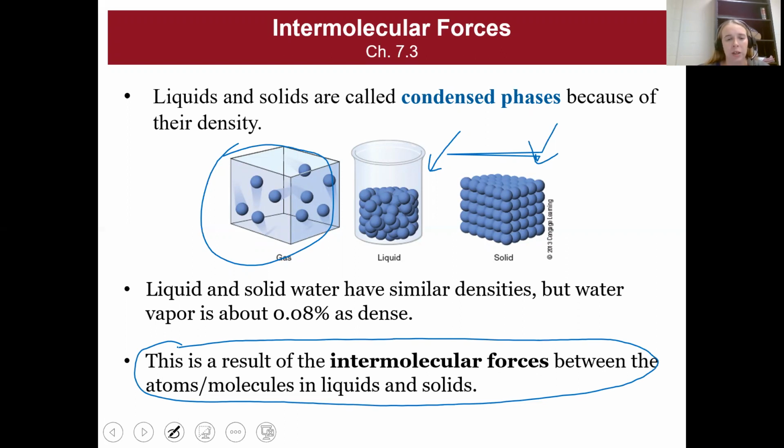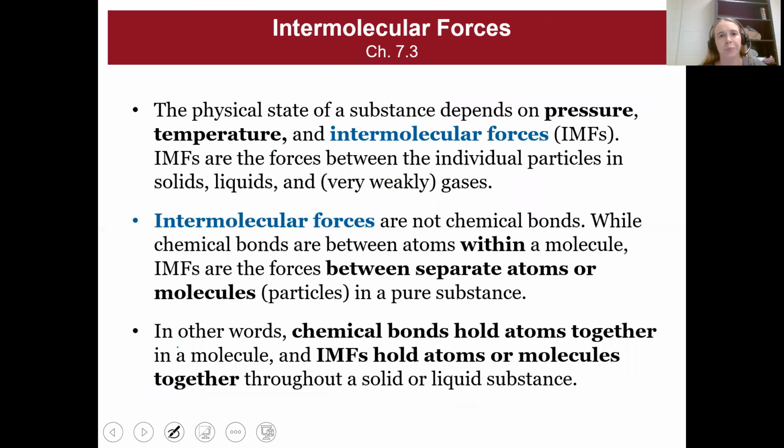But in more general terms, liquids and solids have higher densities because of the intermolecular forces between the atoms or the molecules that make up those liquids and solids. So the physical state of a substance, solid, liquid, gas, and whatever else there is, plasma, Bose-Einstein condensate, anyway, depends on pressure, temperature, and intermolecular forces.